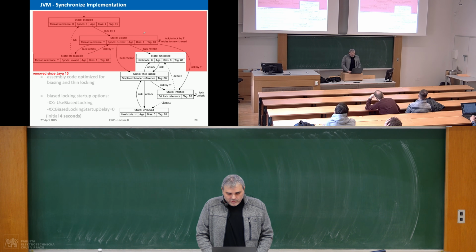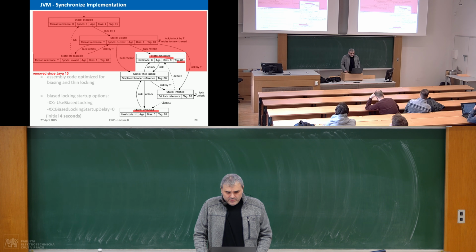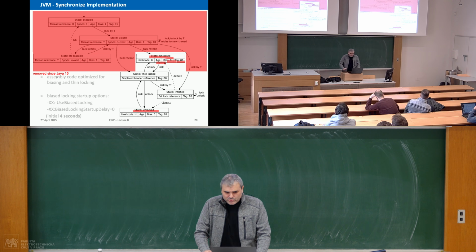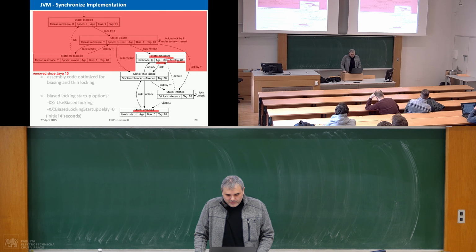So if we look at the details here, this is simply the diagram of the state machine and transitions. Here we have an object instance which is unlocked. There are two types of unlock, as you can notice in this example. Because I haven't mentioned that before, for the combination 0, 1, the meaning of the rest of the values is: this is the age, used for garbage collection, and bias, used in some older versions of Java for bias locking, which was removed recently, since version 15.